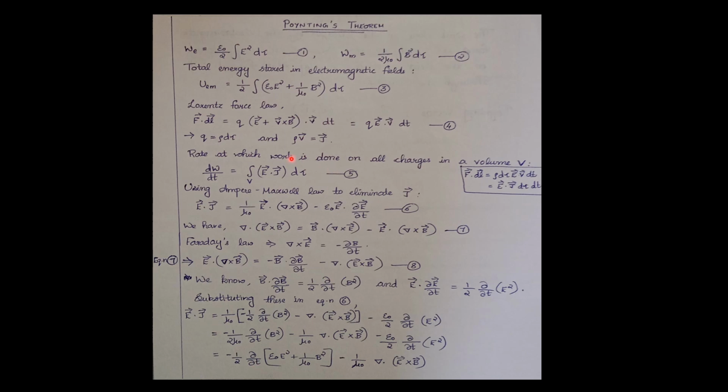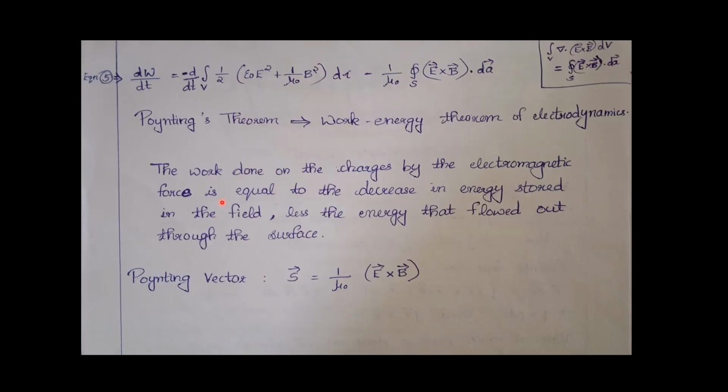According to equation 5, dW by dt is equal to the integral of E dot J d tau. So in this equation, instead of E dot J, we can substitute this expression. Now we get dW by dt is equal to minus d by dt integral V of half epsilon 0 E square plus 1 by mu 0 B square d tau, minus 1 by mu 0 surface integral E cross B dot da.